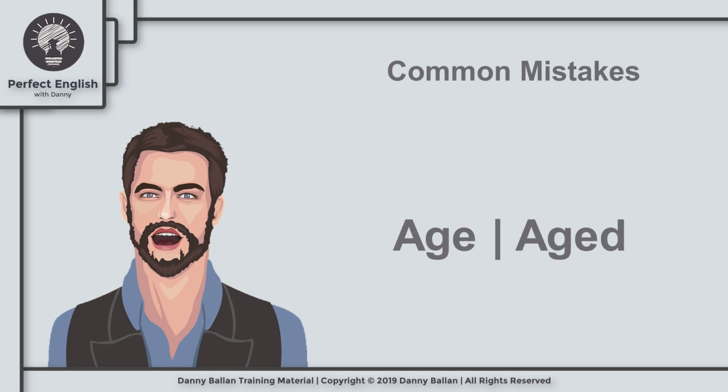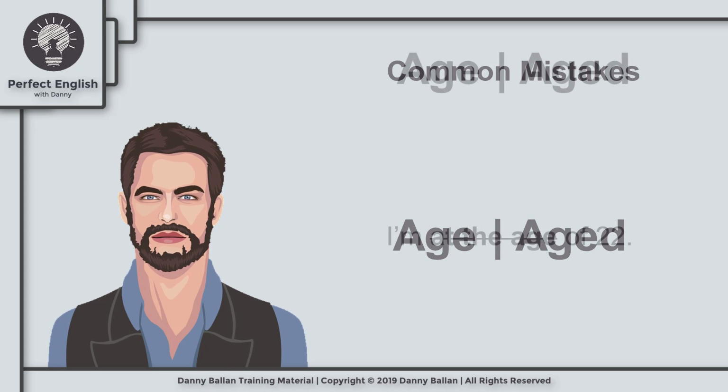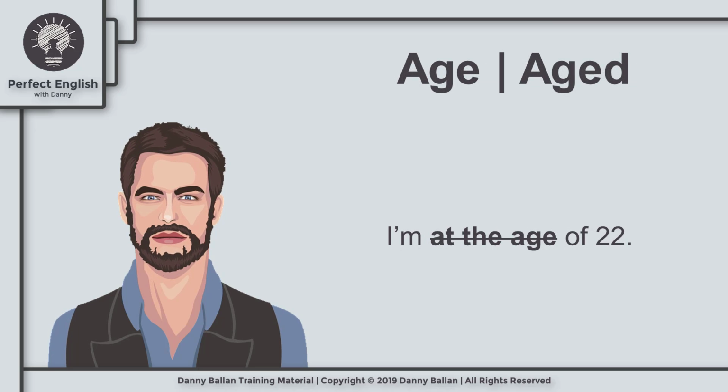Today we're going to talk about some common mistakes, and to be specific, we will focus on some common mistakes people usually make with the words age and aged. Let's start with the word age. Let's take a look at this example. I'm at the age of 22.